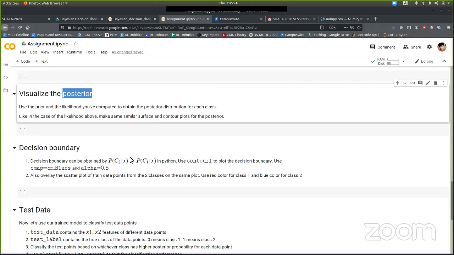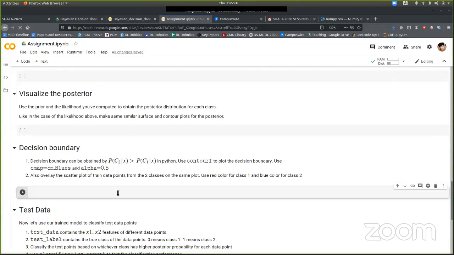Yes. Okay. So now once you have the posterior, finding the decision boundary is pretty straightforward. You will have a matrix that contains the posterior for class one, and a matrix that contains the posterior for class two. You just do something like this. Let's say you have your posterior stored in this variable and posterior one stored in this variable.